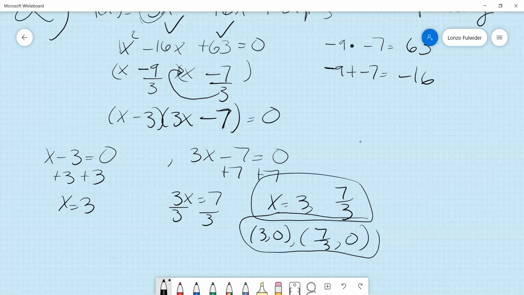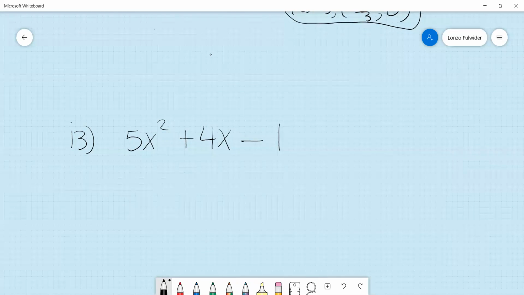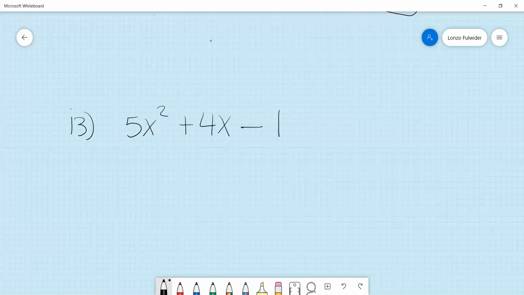Let's do 13. So we have 5x squared plus 4x minus 1. We're going to do exactly like 12. We can't do simple factoring. We're going to do bottoms up factoring because of this 5, right? It does not have a 1. There's a 5. So yes, we're going to use bottoms up factoring.